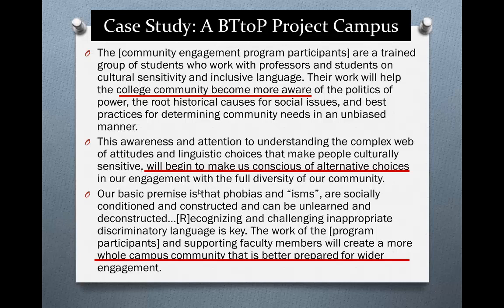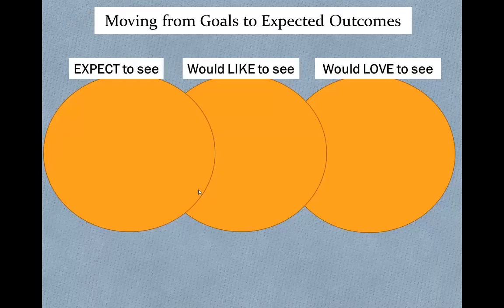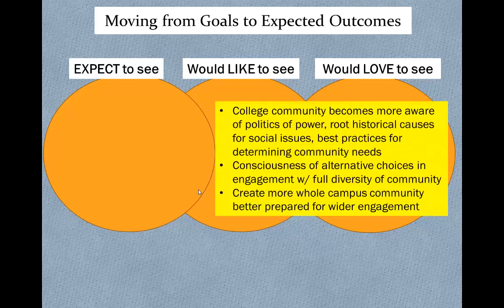So if we move back to that original slide from early on, we begin to populate what we see here. I don't know where exactly I would put this stuff, but I'm guessing it's somewhere in here. And I'm thinking it's probably more to the love side, right? This is more aware of politics of power, root historical causes for social issues, consciousness of alternative choices of engagement, and creating a more whole campus community better prepared for wider engagement.